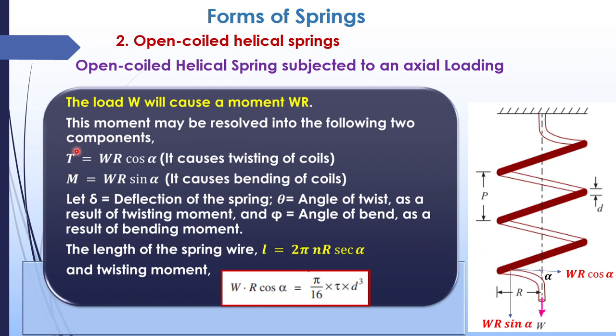So twisting is nothing but WR cos alpha because twisting occurs in this particular direction, WR cos alpha, and bending in this direction, so it is WR sin alpha. So this causes twisting of the coils and this causes bending of the coils. Now the angle of deflection of the spring is delta. Deflection is nothing but the change in the diameter. Theta is the angle of twist. How much twist occurs? Sorry, phi is the angle of bend as a result of bending moment. Now the length of the wire is 2 pi Rn into sec alpha. How does the sec alpha come?